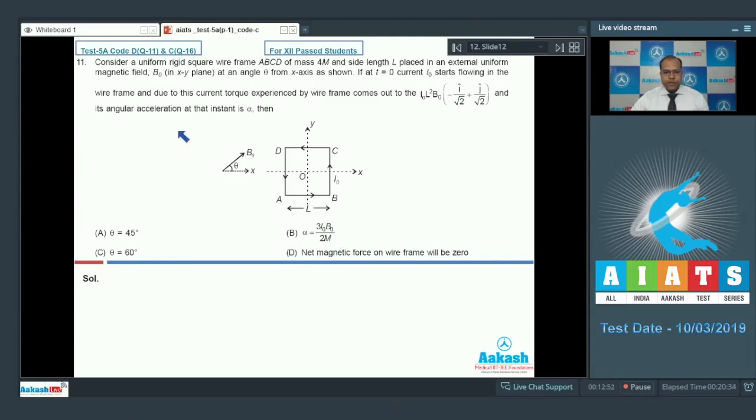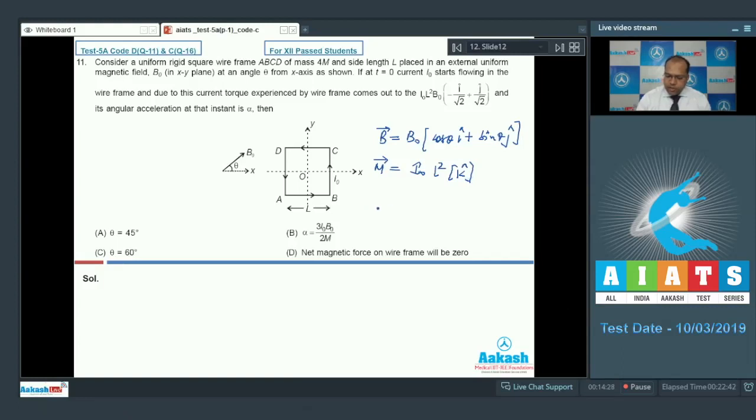So if I write the uniform magnetic field in vector form, that can be written as B vector is equal to B0 into (cos theta i cap plus sin theta j cap). And if I0 current is flowing in this wireframe, then the magnetic moment of this current carrying loop can be written as I0 into area, that is L square into k cap.